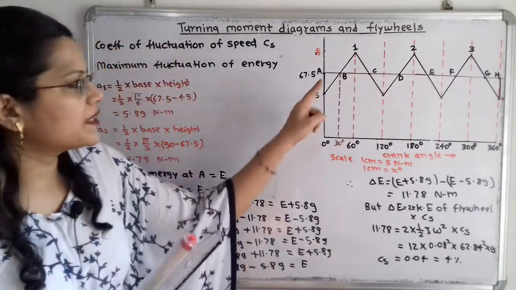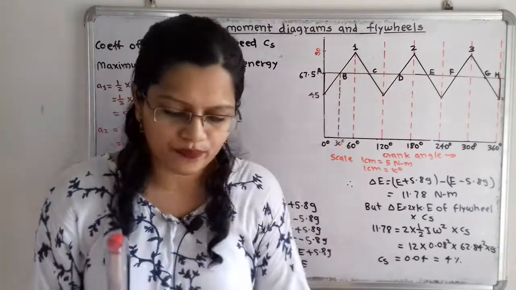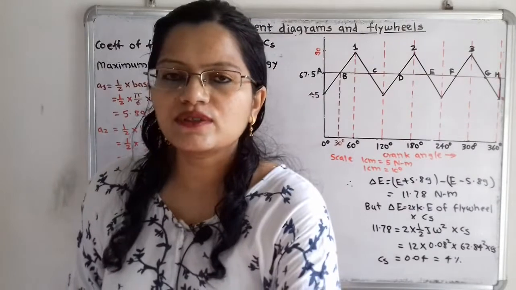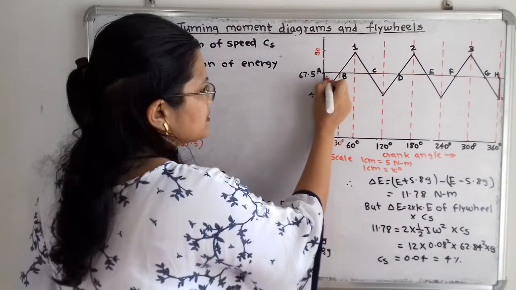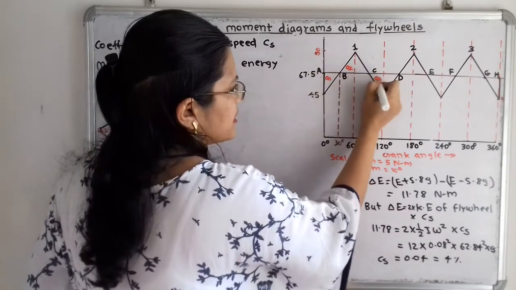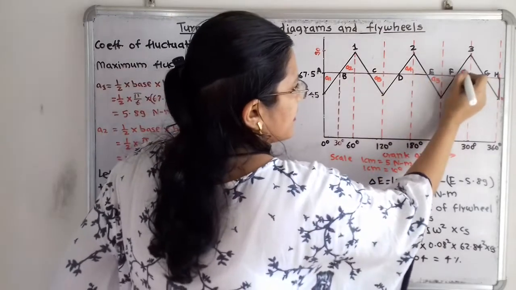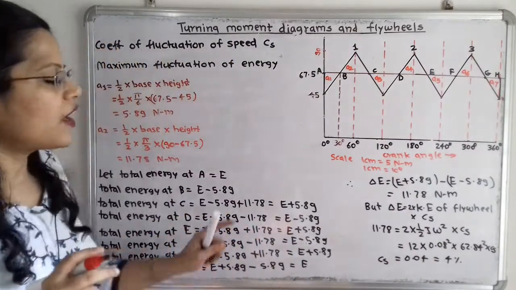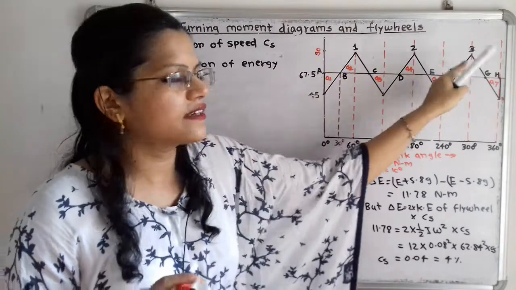Now from this mean torque line there are different triangles that are getting formed, and now we have to find out areas for that triangle. So here is the first triangle, so I will say this is A1. Here is second triangle, that is A2. Here is A3, A4, A5, A6, and here is A7.